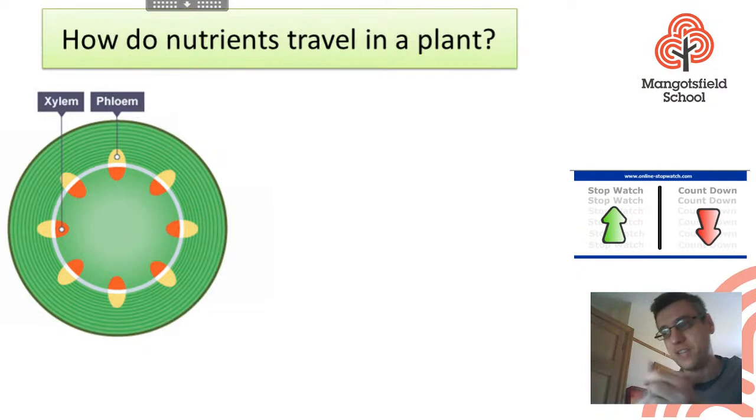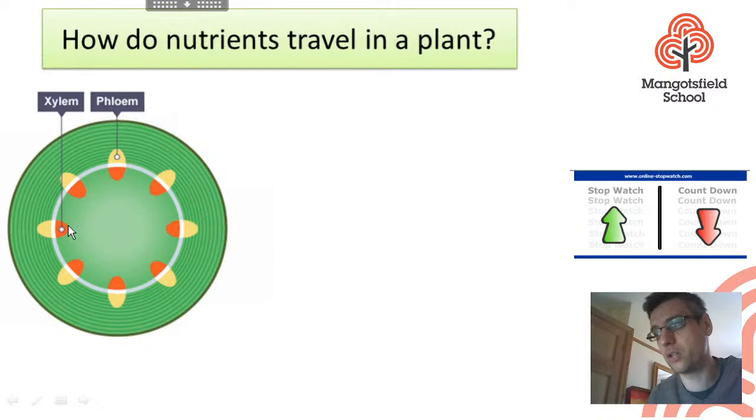Imagine you take the stem of a plant, you cut through it. I should have gone and got a plant from outside. Never mind. I said that last lesson and I forgot. You get the stem of the plant, you chop through it, and then you have a look down inside. This is what you would see, a cross-section of a plant.